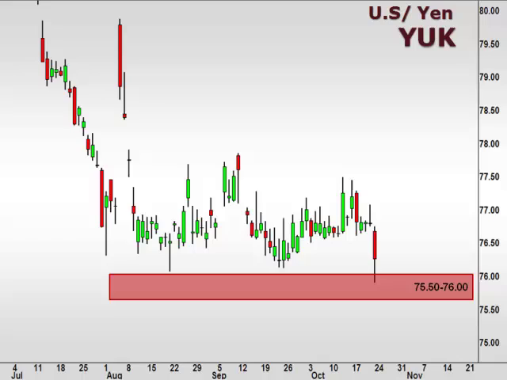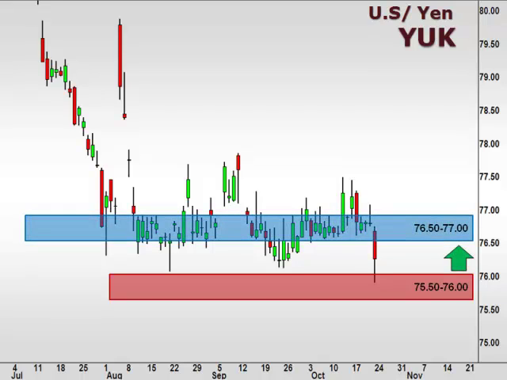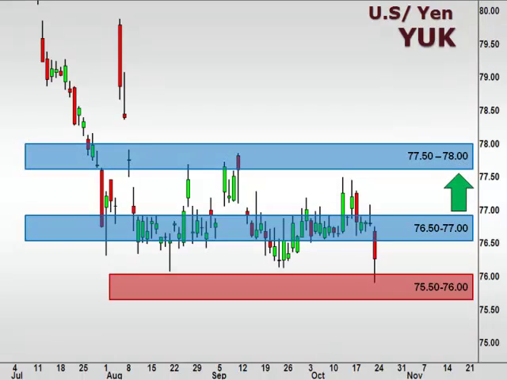Next up, the YUK, the US versus the Japanese yen. The YUK dropped down to test 76 last week. The 76.5, 77 level now assumes the role of resistance. A break above 76.5 opens the window for a move towards 78.